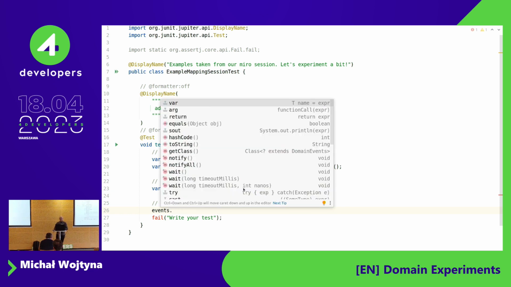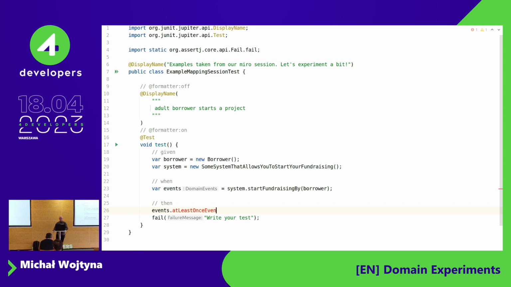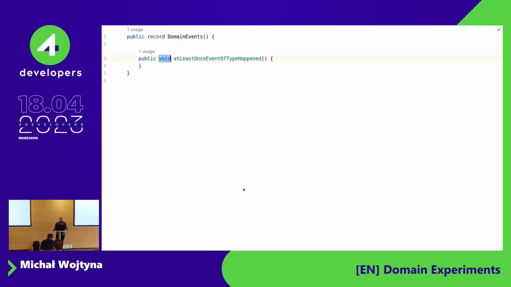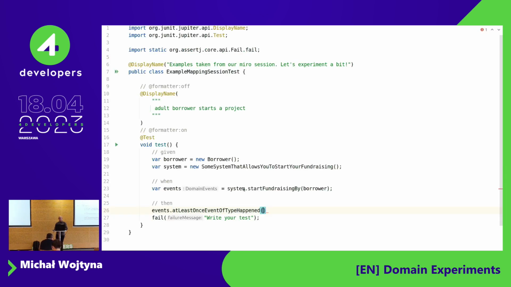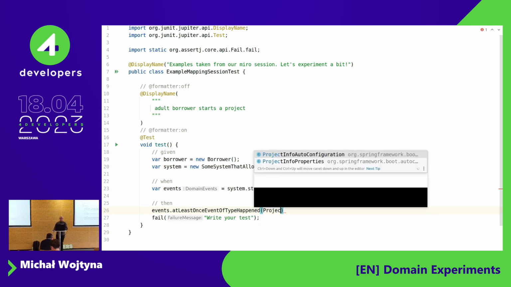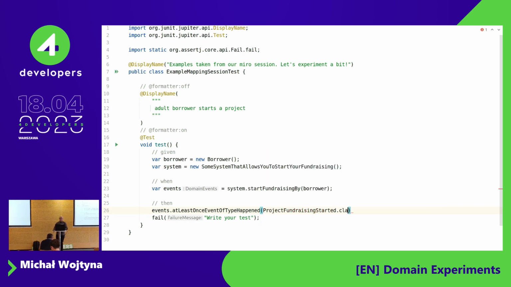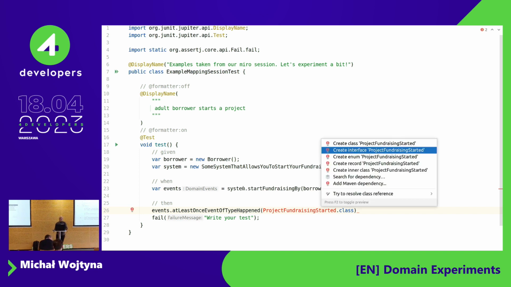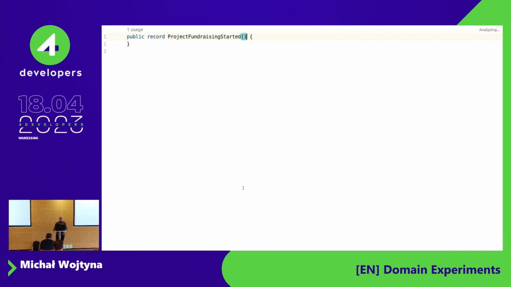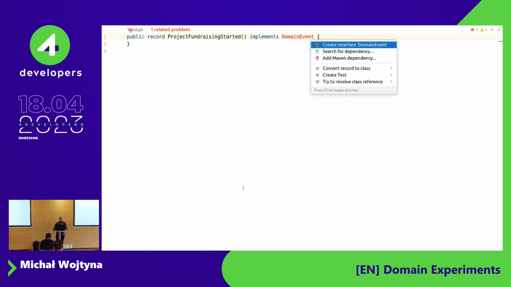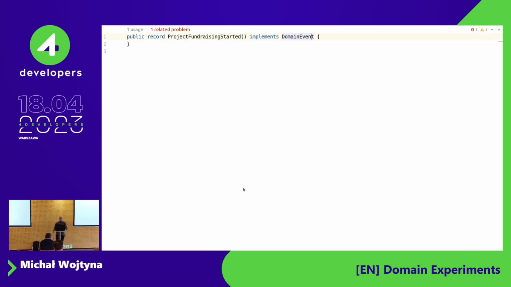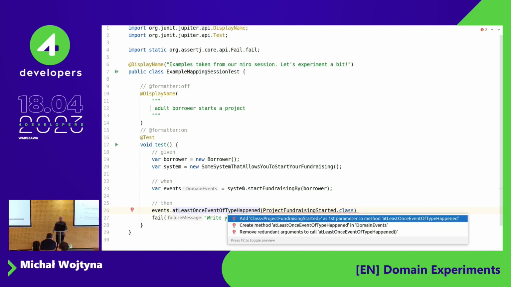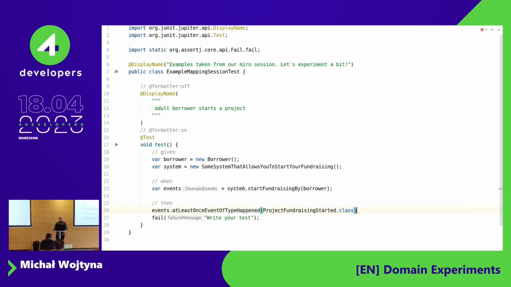And afterwards we say something like events happen at least once, event of type happened. Some utility method here, and we say what kind of event? I don't know. Project fundraising started. This event is taken directly from our event storming session. Okay, and we create it again. This might be a domain event; we can say it's a marker interface here. And now we add an argument to the events, and we say that it actually returned that event happened.